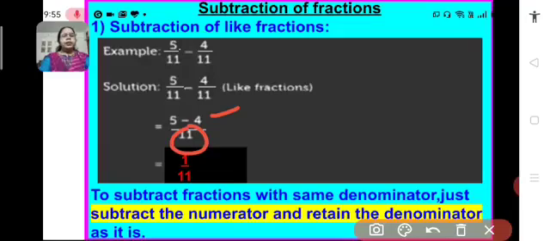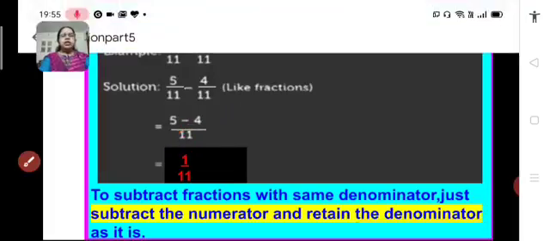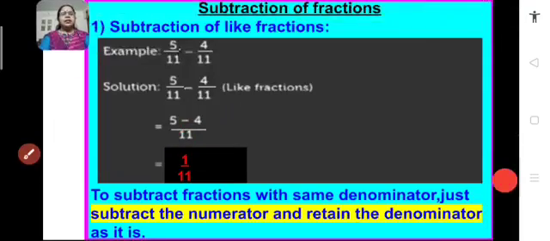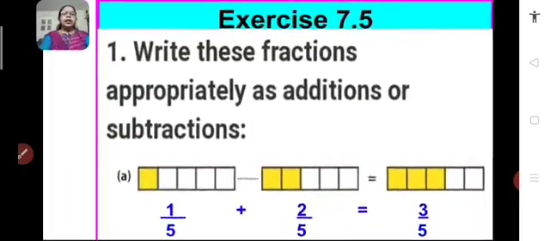So, to subtract fractions with same denominators, that means the like fractions, just subtract the numerator and retain the denominator as it is. Now, coming to exercise 7.5. Problem 1. Write these fractions appropriately as additions or subtractions.